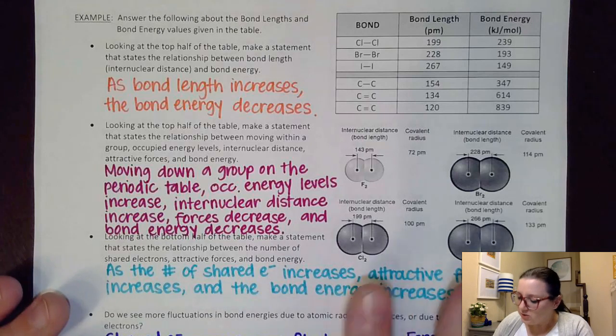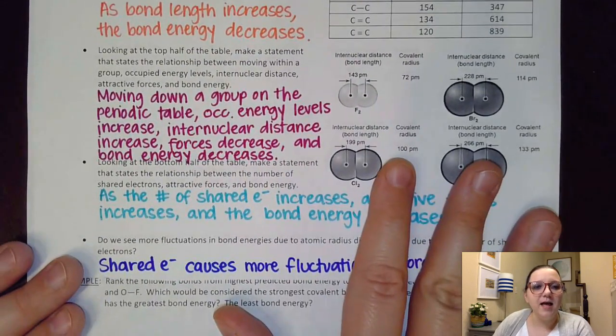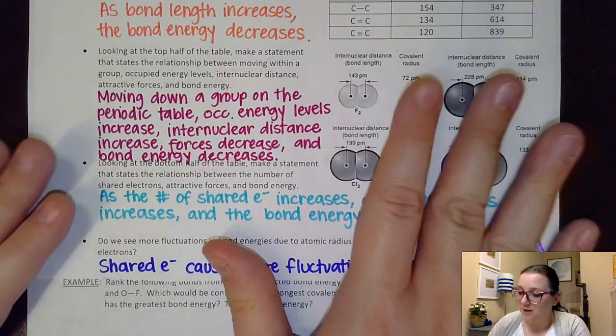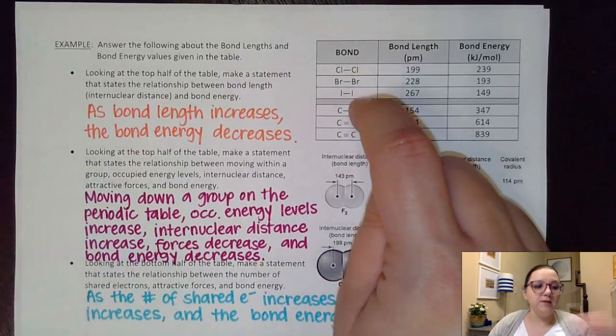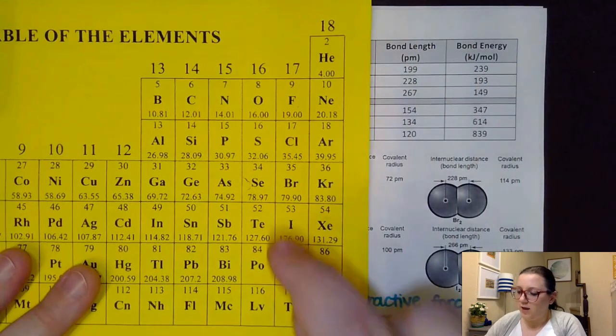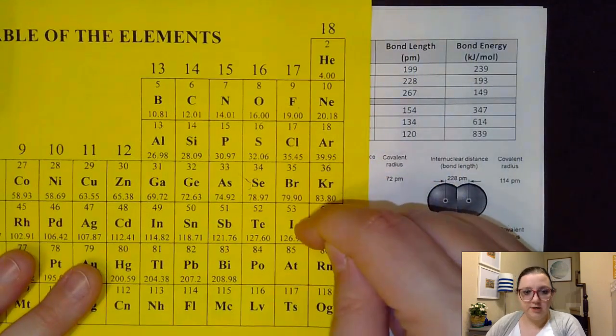So on the second bullet point, it said, hey, make a statement that states the relationship between moving within a group, occupied energy levels, internuclear distance, attractive forces, and bond energy. Holy macaroni, they mentioned a lot, and I'm so sorry because they didn't leave us a whole lot of space to do that, right? Well, chlorine to bromine to iodine, if I look at that on the periodic table, I'm like, okay, here's chlorine, here's bromine, here's iodine.